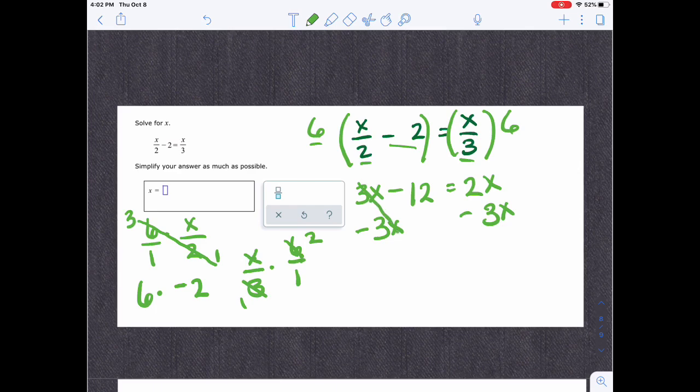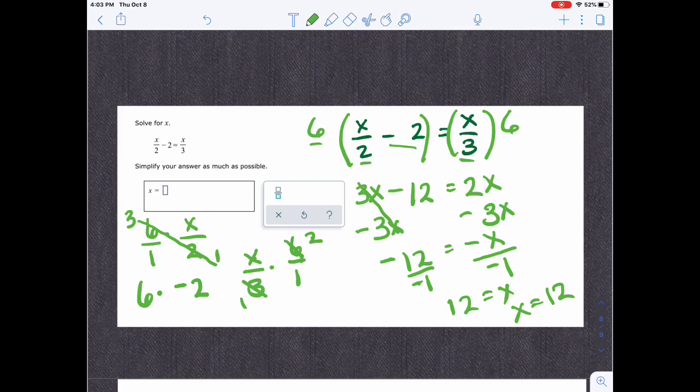But so that canceled. So I have negative 12, don't lose this minus, equals negative x. Remember that that's the same thing as negative 1x. And so if I divide by negative 1, I'm going to end up with negative divided by negative over here, and I get 12 equals x, or x equals 12.